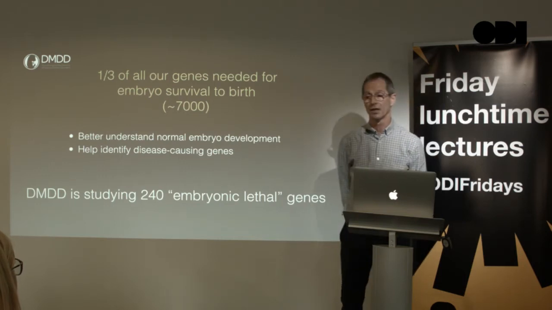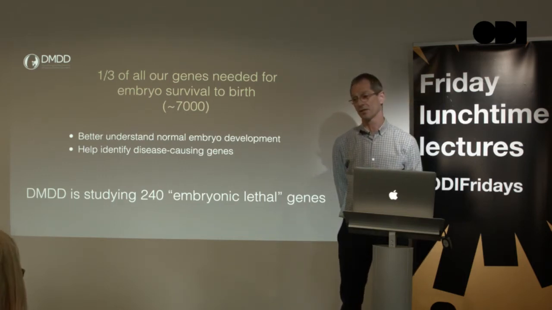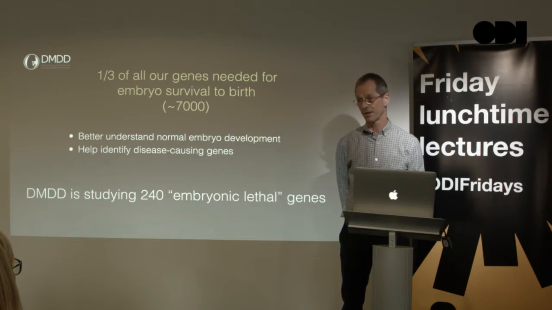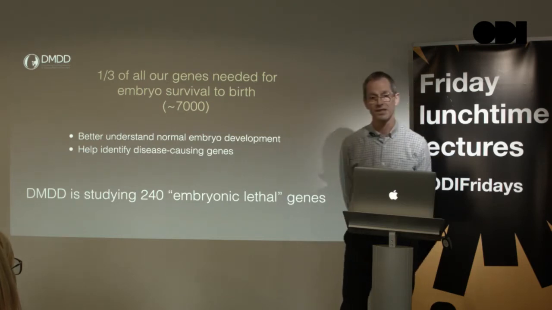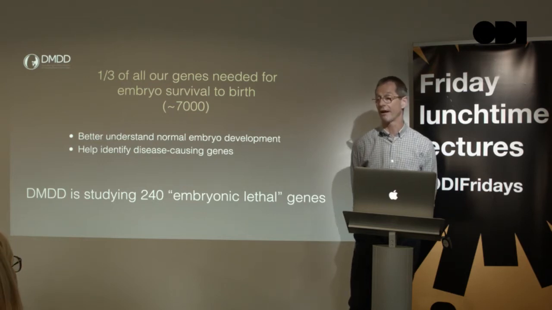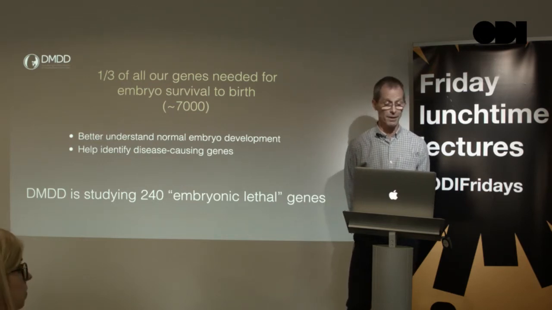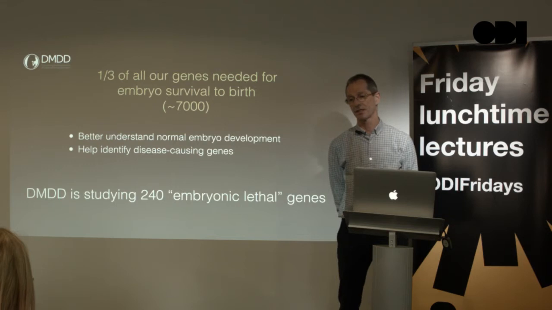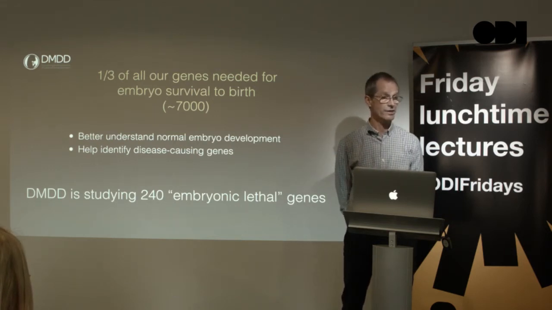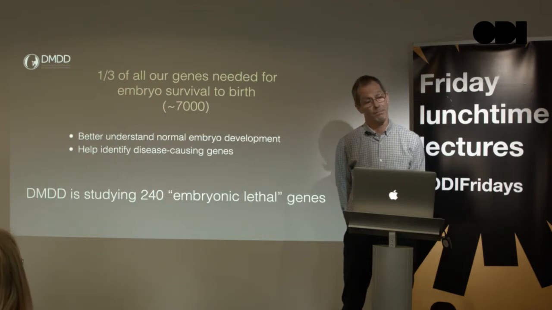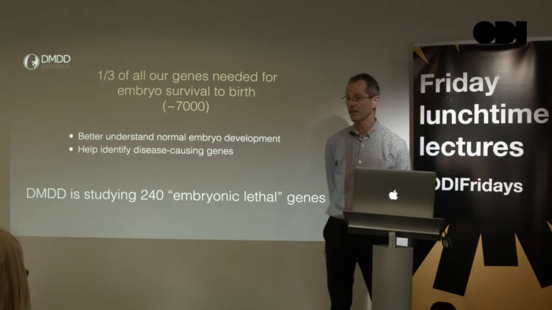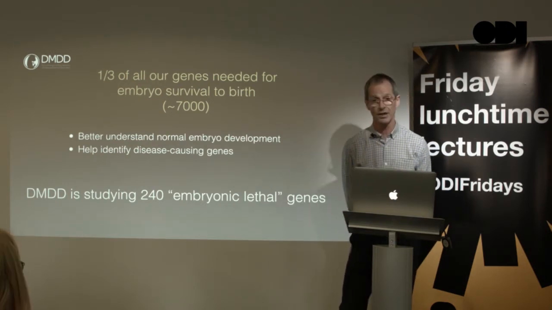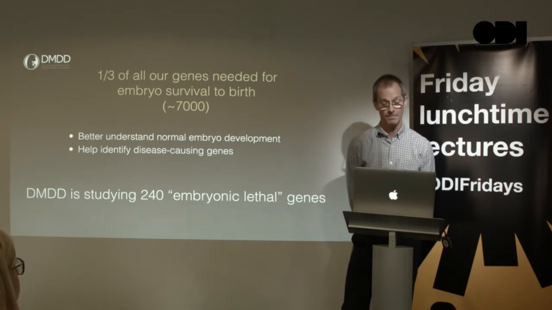Now, some of them might be contributing to development of the placenta that supports the growth of the embryo, but a great deal of them will be involved in development of the embryo itself. So we refer to these genes as embryonic lethal genes because in their absence, the effect is lethal on the embryo. And if we can identify those genes and study them, it will give us clues as to what genes are important for embryo development. And the flip side of that is if those genes are mutated, they could cause abnormalities in the embryo. They could be the causes of the congenital abnormalities we're interested in studying.